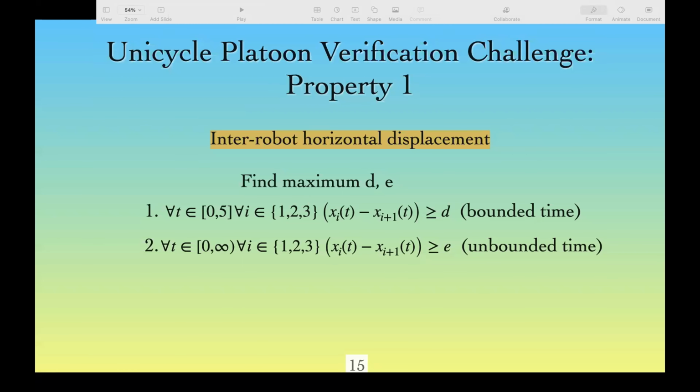The first property is a bounded time property, which says that between 0 to 5 seconds, the inter-vehicle distances between all the vehicles are always greater than D. And we want to find the maximum value of D such that this property is satisfied. The second one is the unbounded time variant of this, which says that for all times, the inter-vehicle distances are greater than or equal to E. And we want to find the maximum bounds D comma E such that these properties are satisfied.